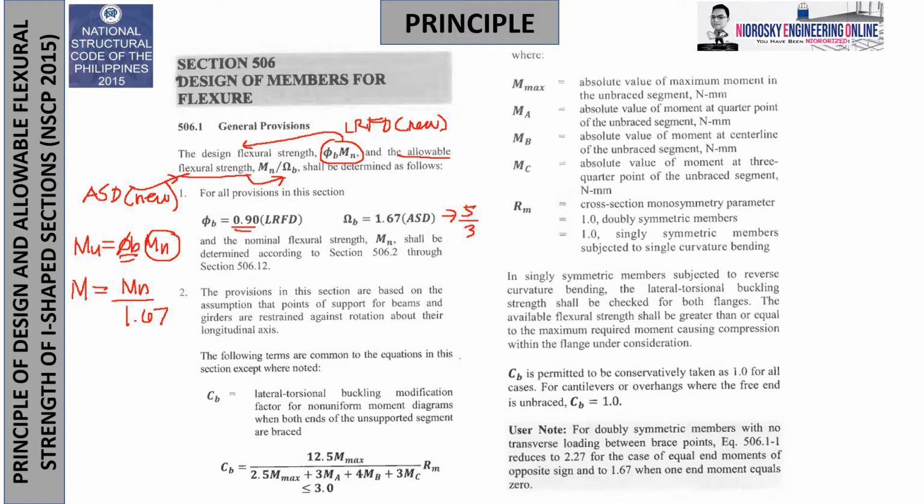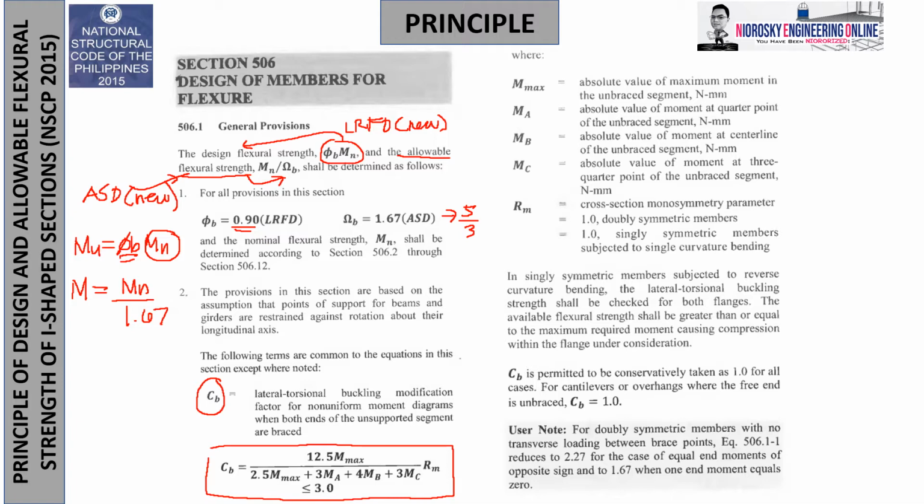Okay? Now, may importanteng code provision na kinocompute si coefficient of bending C sub B. So, ang computation naman niya is 12.5 Mmax all over 2.5 Mmax plus 3 Ma plus 4 Mb plus 3 Mc times Rm. That is less than or equal to 3.0. Ibig sabihin, yung CB natin, hindi siya pwede lumaki sa 3.0. Otherwise, we will use 3.0.